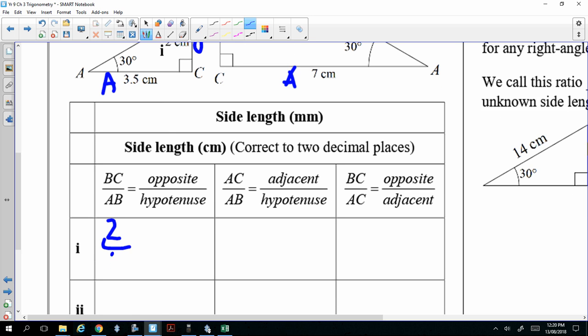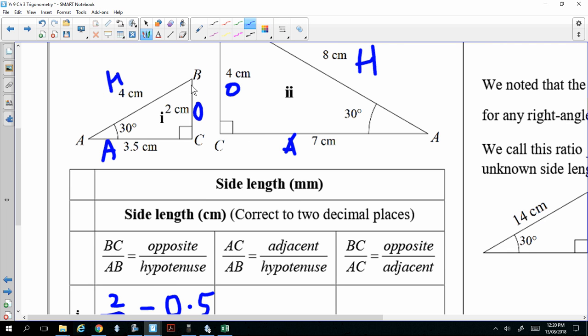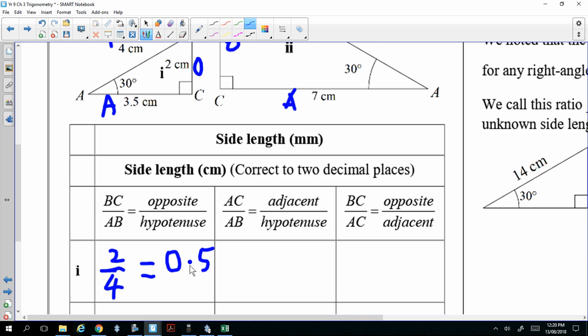And what's that equal to in 1 decimal place? 0.5. Right? 2 over 4. BC is 2. And AB is 4. So the 2 over 4 is 0.5. Next one.